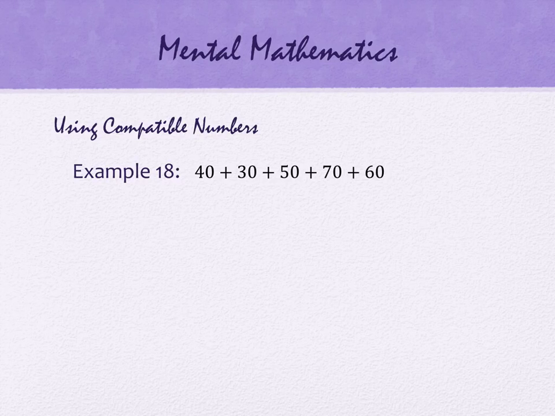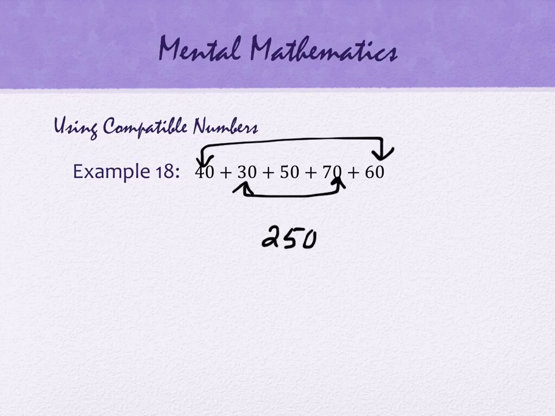For example, the 40 would be most easily added to which of the following numbers? The 60, right? The 40 and the 60 simply go together the best because they add to 100. What other pair of numbers here are nice? The 30 and the 70. So honestly, this problem should look very clearly like the number 250. But if you really added 40 plus 30 plus 50 plus 70 plus 60 in order, that's harder to do, right? This is called compatible numbers, grouping together the things that are easiest to work with together.